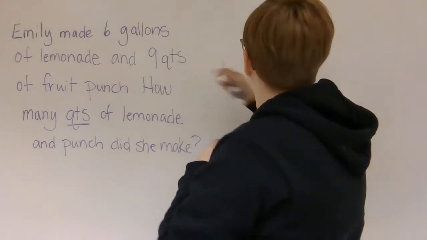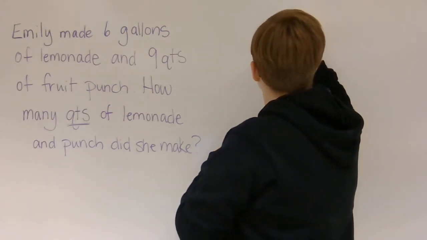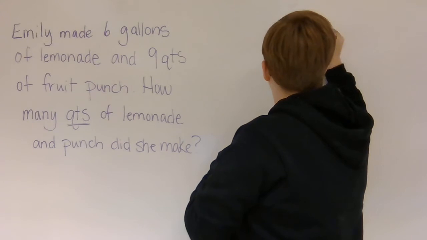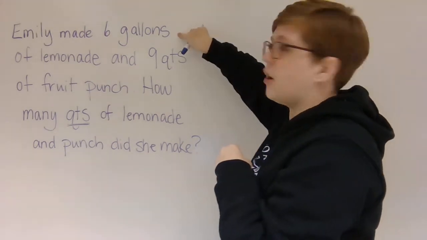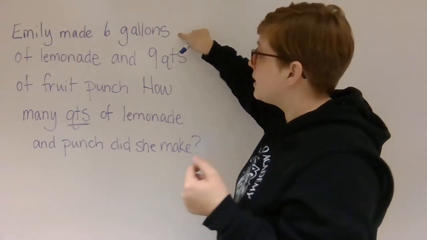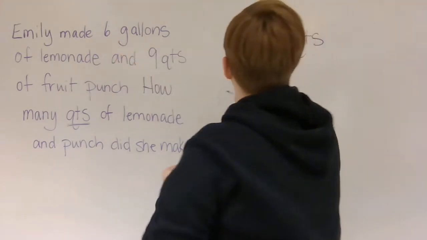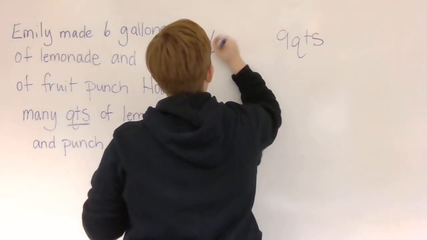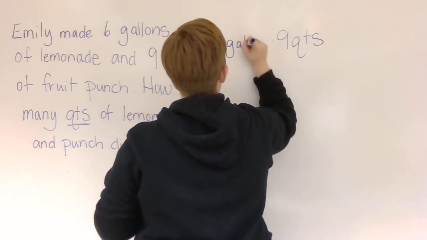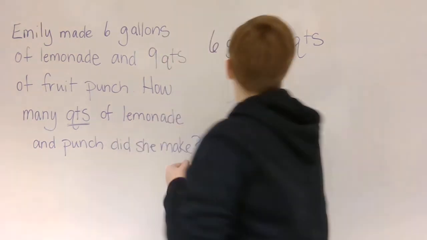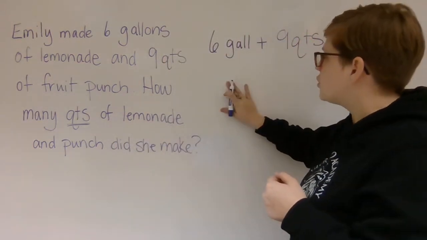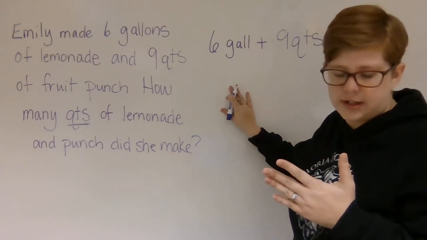So I have my 9 quarts of punch, but I also need to know how many quarts of lemonade it is. So I'm going to convert my 6 gallons into quarts. So 6 gallons plus 9 quarts is going to be equal to what? So we're going to do a basic conversion.